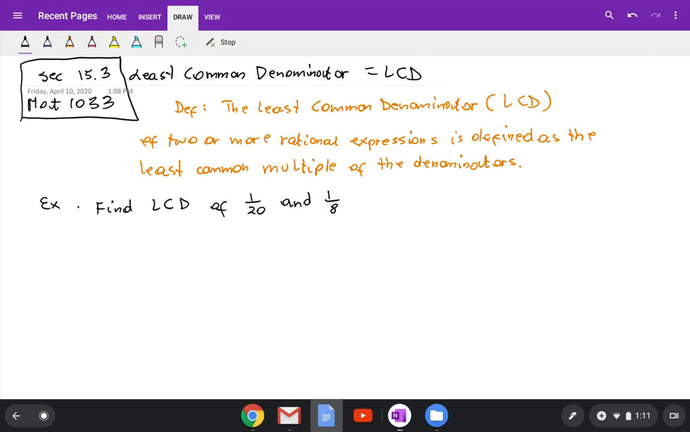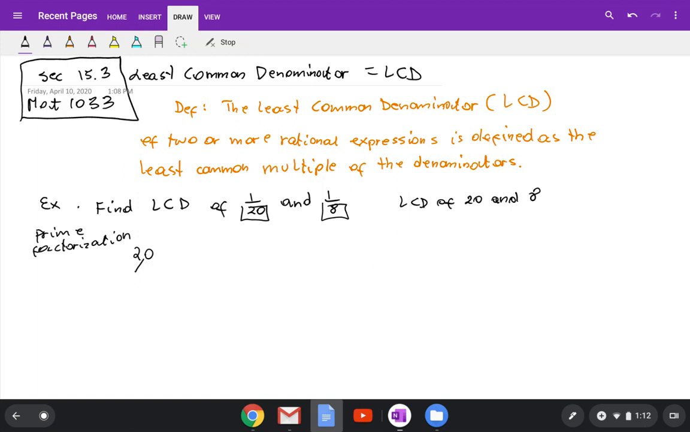So what are you going to do first? You're going to check your denominators. You have 20 and 8. The least common denominator of 20 and 8 is 40. But how do we know that? Technically, what you can do is the prime factorization.